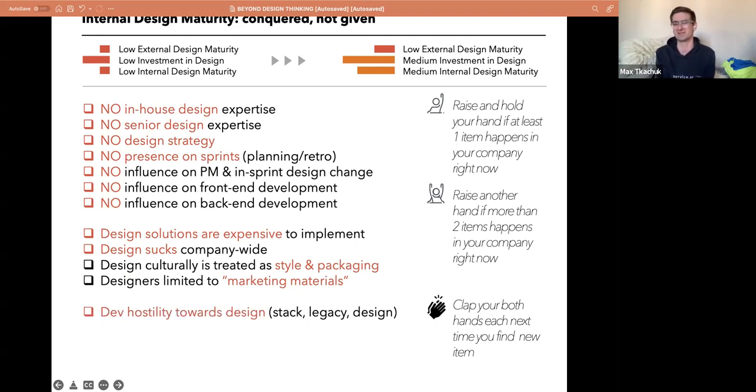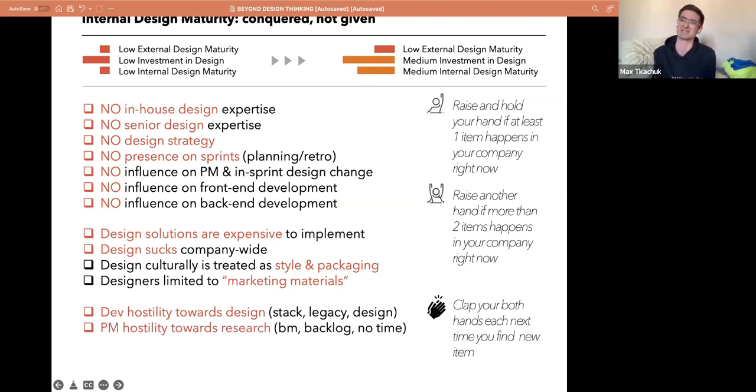Development hostility towards design. Developers hate doing design and they explain it with their own set of excuses. You know, we have a stack, guy, the stack doesn't load that. You know, there is legacy code, we don't touch that part. Or even, you know, it's your design that's bad. It's not even us as engineers, it's you, the designer.